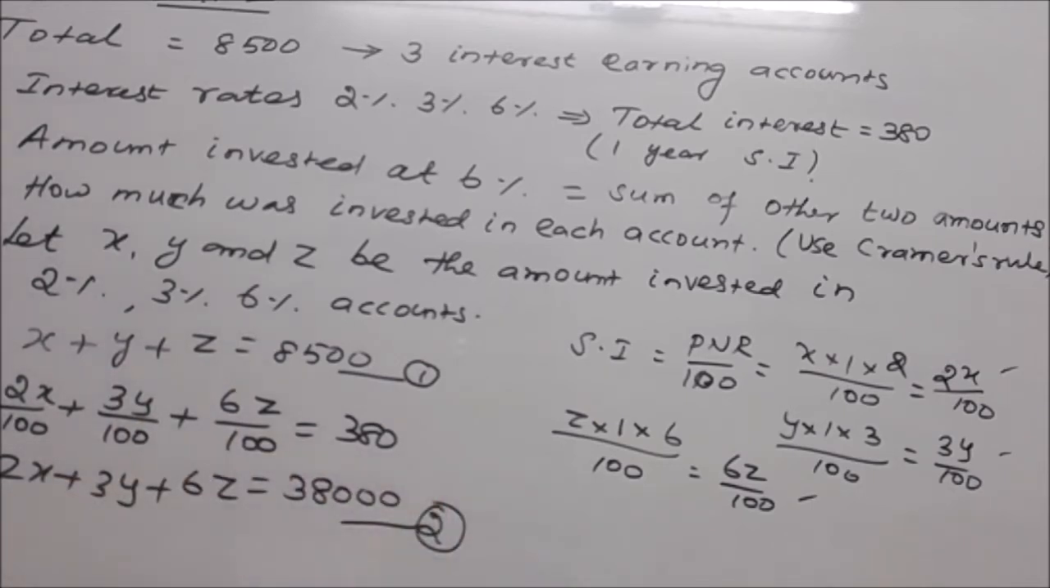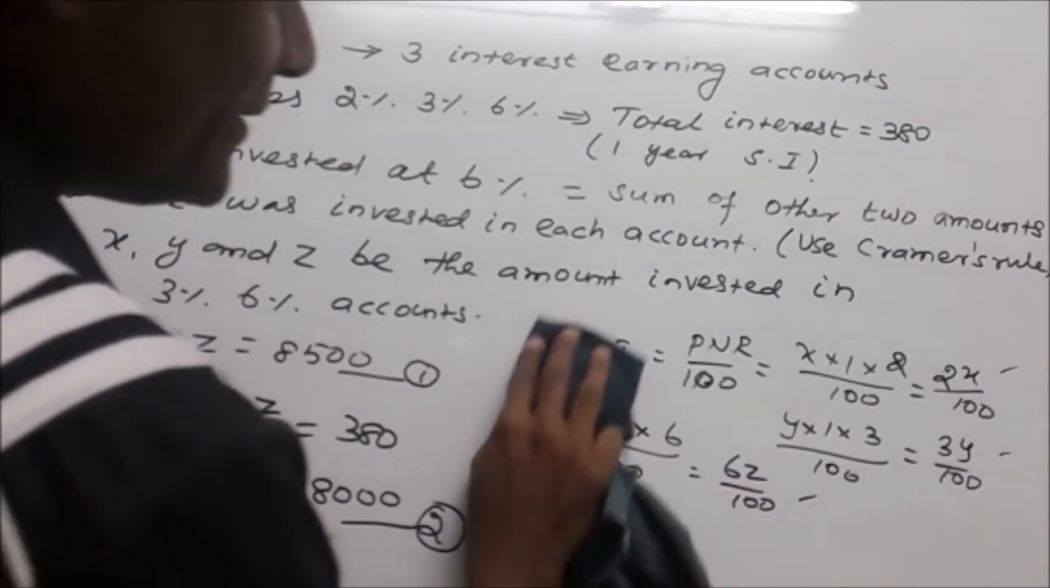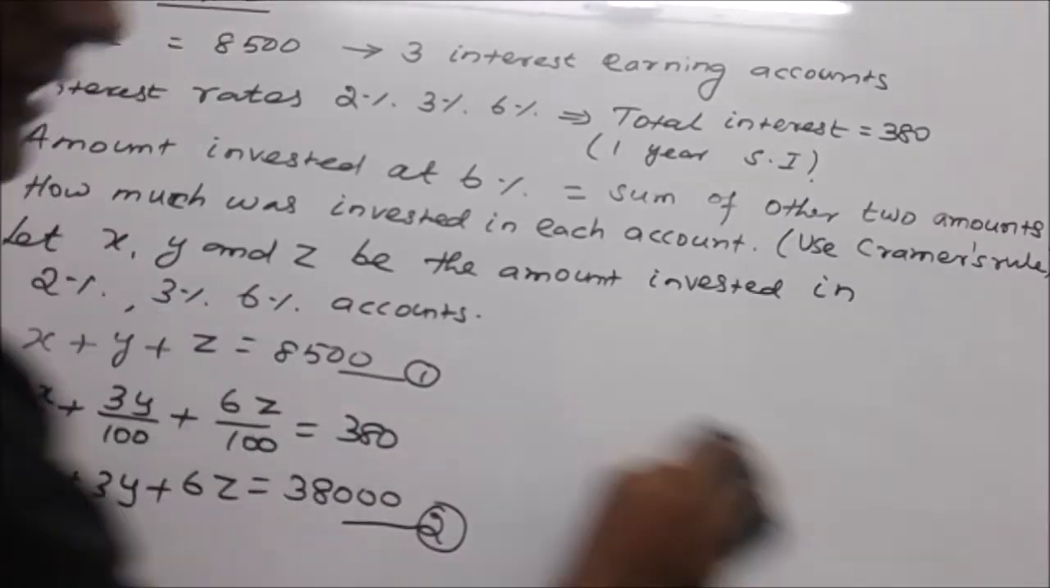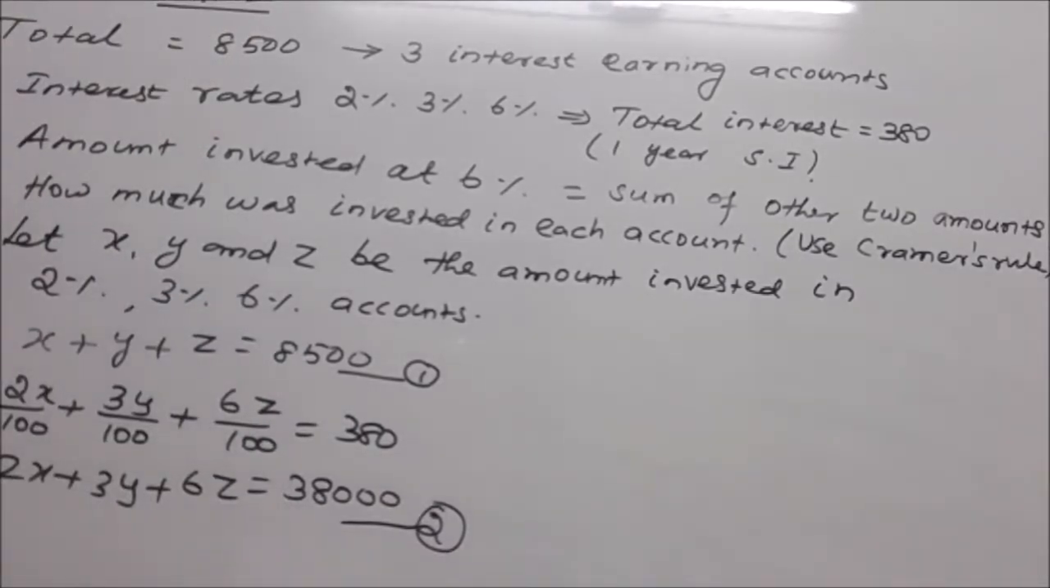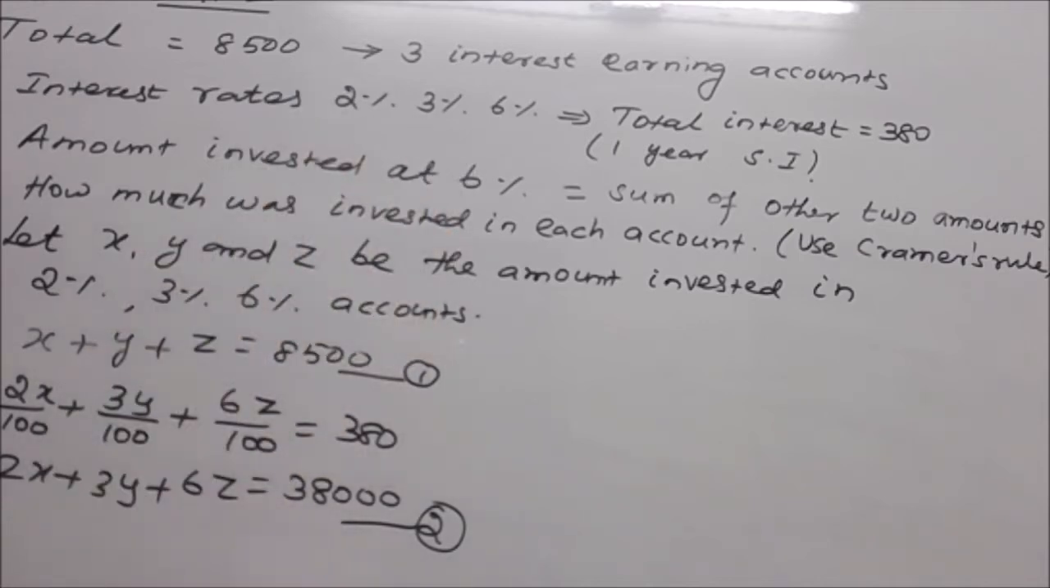Now we have one more piece of information. By use of it, we can form a third equation, that is the amount invested at 6%. Which is the amount invested in 6%? The z is the amount invested in 6%.